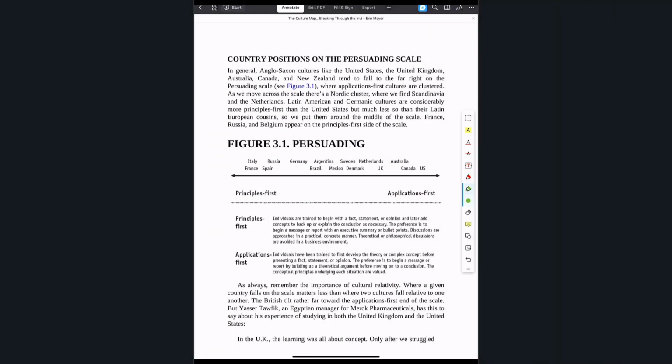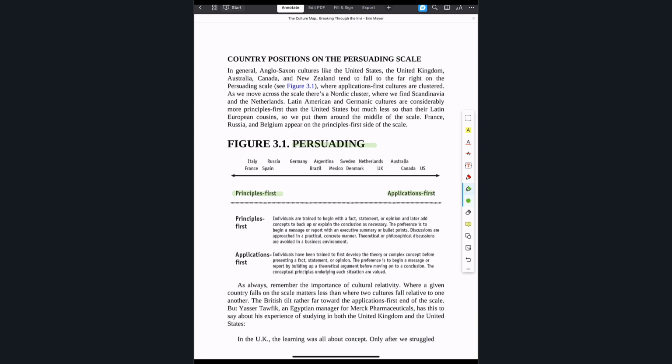Next dimension that Erin Meyer talks about is the dimension of persuasion. How do people from different cultures structure their arguments so that they can influence others in a very convincing manner? So we have two major styles here. Countries that tend to focus on the principles, and then there are countries that tend to focus on the applications.